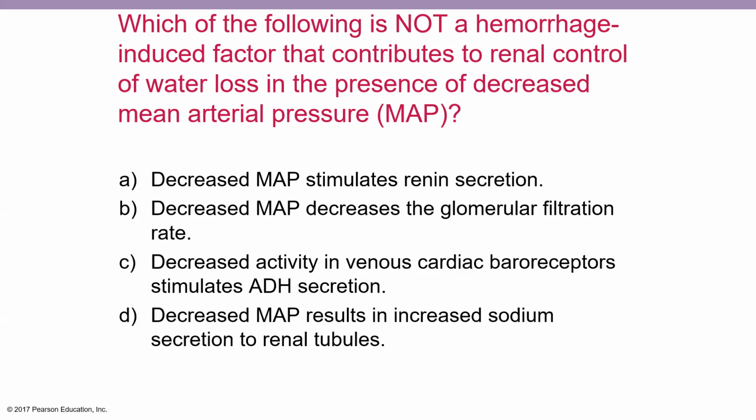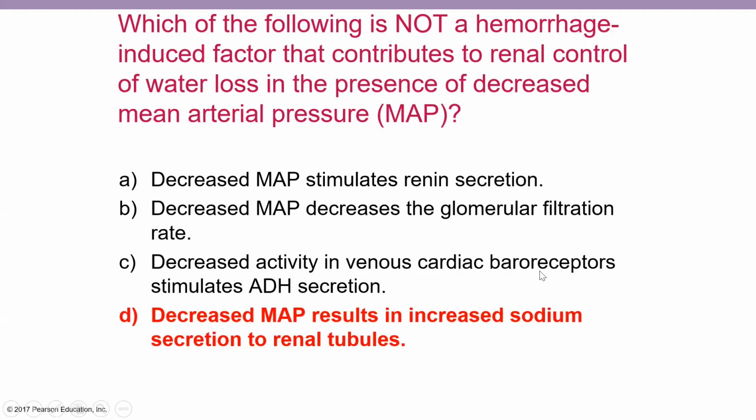And then lastly, D, decreased mean arterial pressure results in increased sodium secretion into the renal tubules. And this goes directly against what we just said, right? We said that as a result of hemorrhage or shock or dehydration, we want to increase the reabsorption of sodium. And so this answer would be wrong. So this is not a hemorrhage-induced factor. Hemorrhage will not create increased sodium secretion. In fact, it'll do the opposite. It'll create an increase in the reabsorption of sodium. Okay. All right. So D was the answer here.